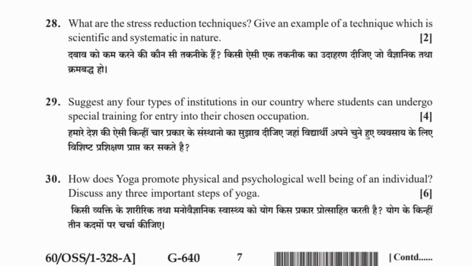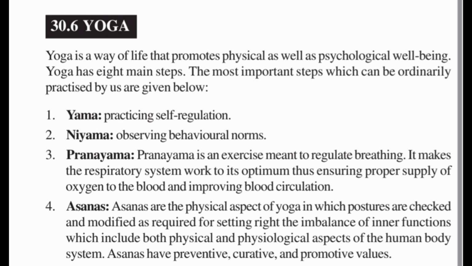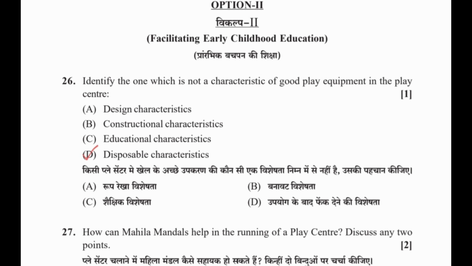30. How does yoga promote physical and psychological well-being of an individual? Discuss any three important steps of yoga. Yoga is a way of life that promotes physical as well as psychological well-being. Yoga has 8 main steps. The most important steps which can be ordinarily practiced by us are given below. 1. Yama, 2. Niyama, 3. Pranayama, 4. Asanas.